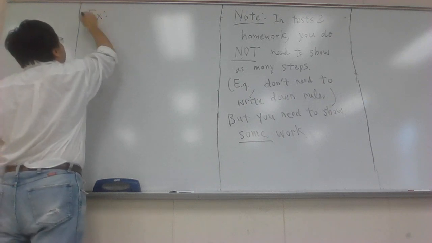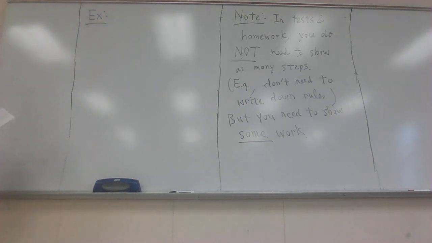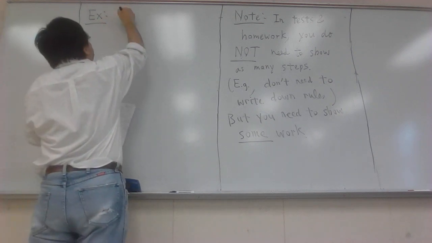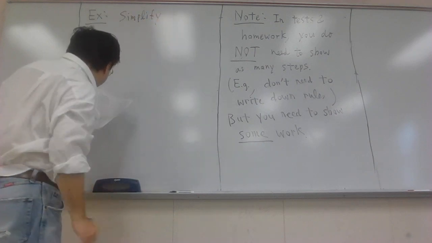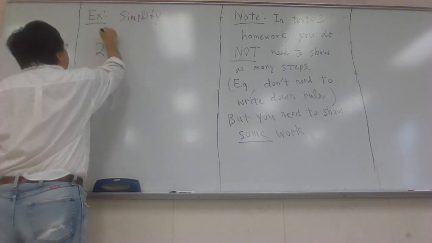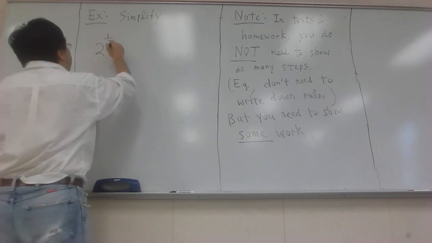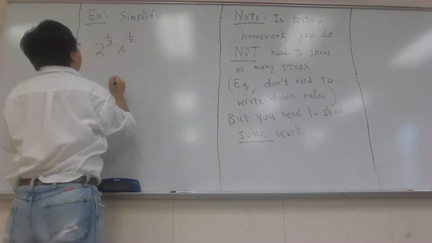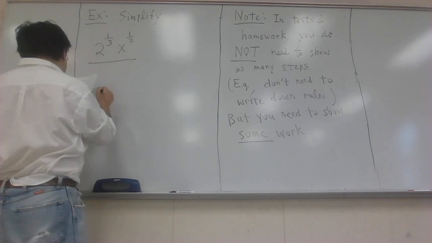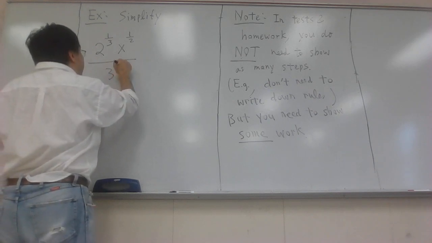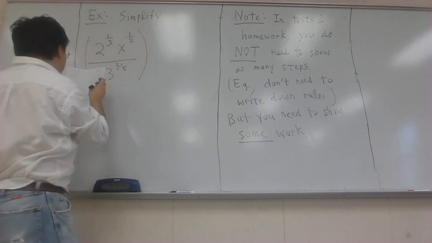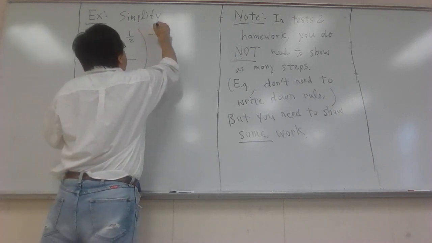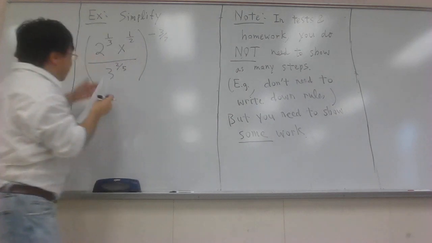Example. Suppose that you are asked to simplify the following expression. Simplify 2 to the power of 1/3 times x to the power of 1/2, divided by 3 to the power of 2/5, and you take the whole thing to the power of minus 3 over 2. Okay, so simplify this expression.